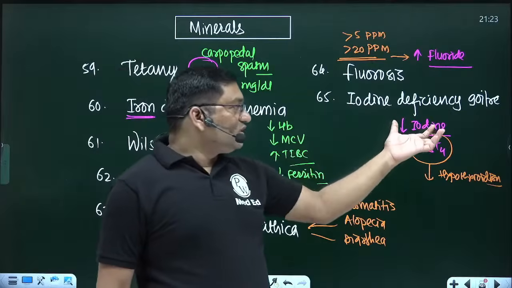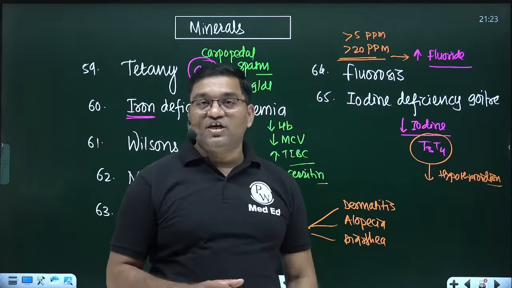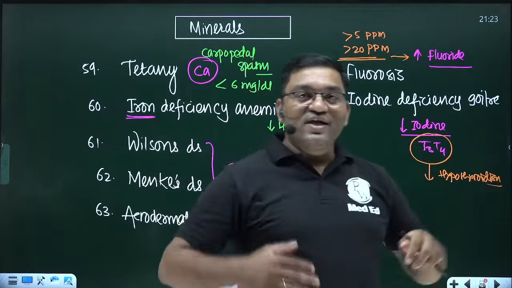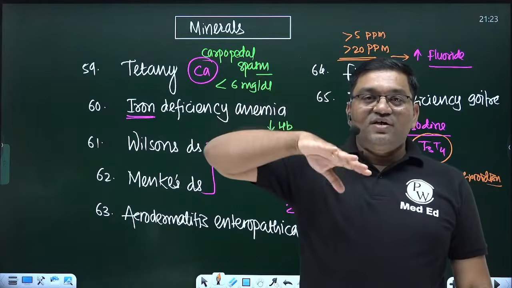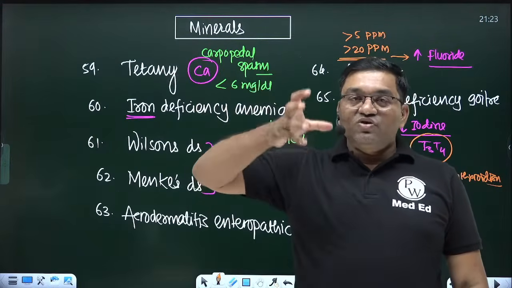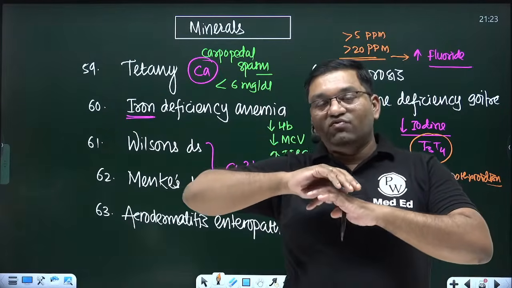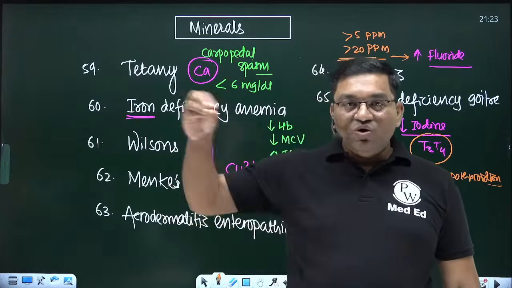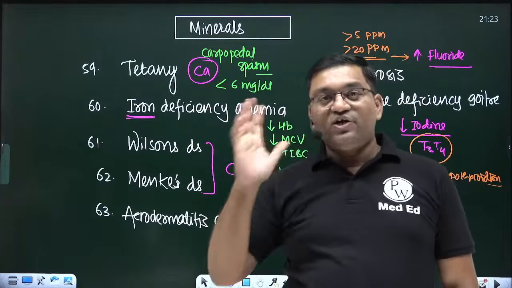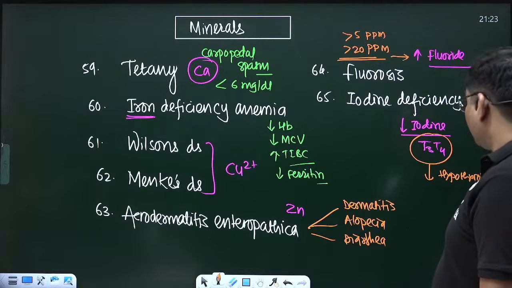Iodine deficiency goiter is because of iodine deficiency in the soil, particularly in high altitude, hilly areas, because the iodine content of the soil is washed away with the water. That's why there is low content of iodine in the food. So that causes iodine deficiency goiter.